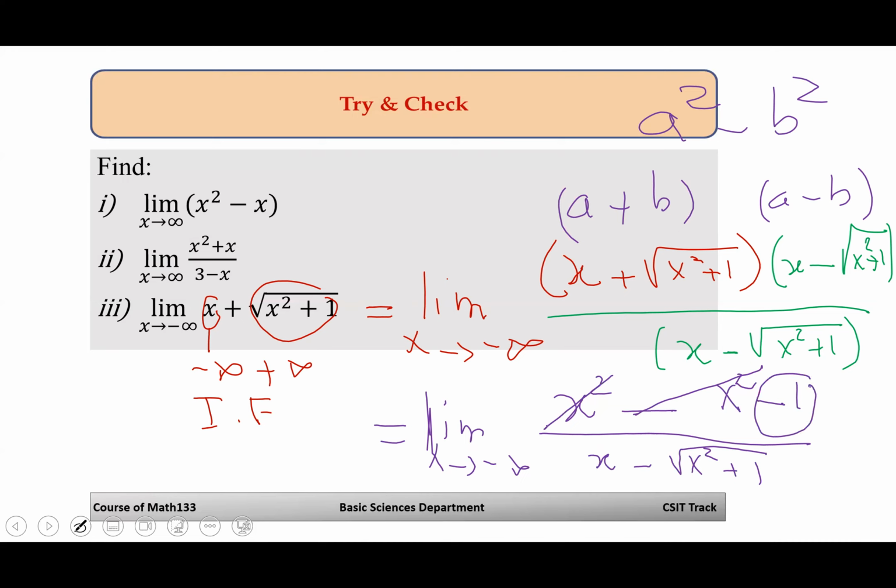What about the denominator? Here, it will go to minus infinity, and this one also will go to minus infinity. So the whole denominator will go to minus infinity, and that's the difference here: minus infinity, minus infinity gives minus infinity. It's not an indeterminate form. So I have minus 1 over minus infinity. That will give 0 as the result. Okay, so this limit is equal to 0.